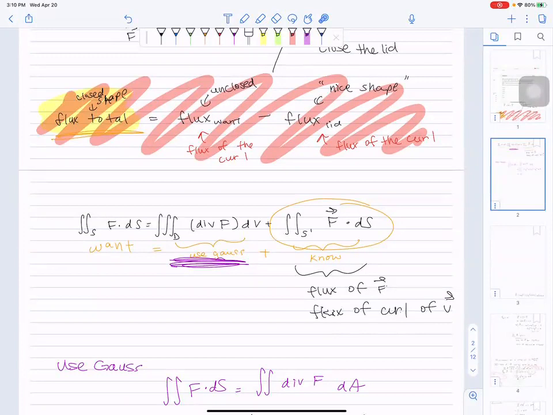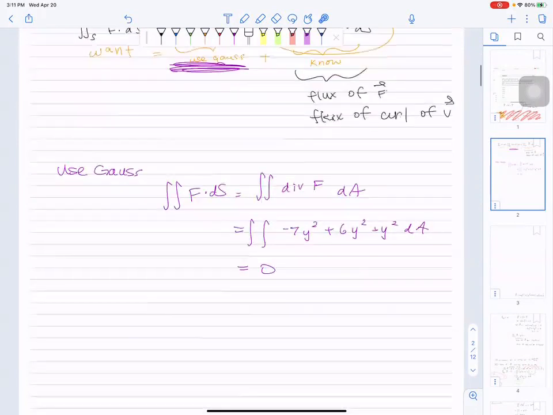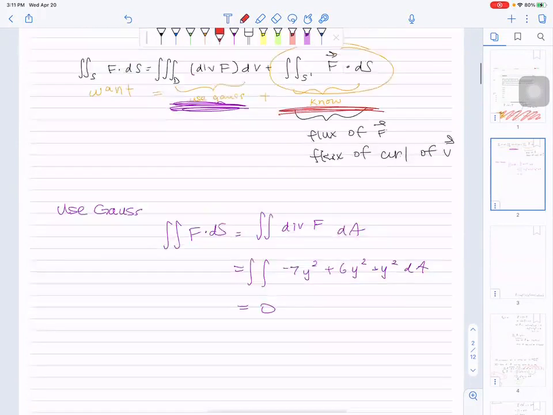The reason it works is that the flux of the whole closed shape, if we did the divergence theorem, would give us 0. Any questions on that? So we found that using Gauss, the whole thing is 0. And so then how do we want to use our circle? This is our nice shape, the easier shape.